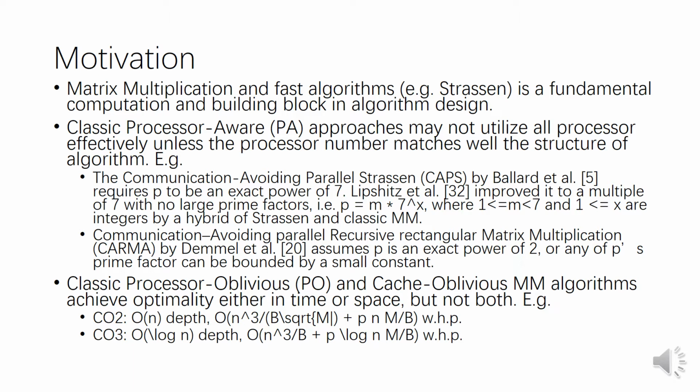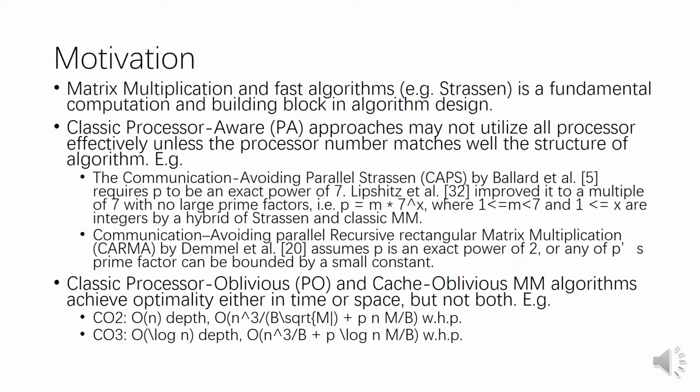Lipshitz et al. improved it to a multiple of 7 with no large prime factors, that is, P equals m times 7 to the power of x, where m is between 1 and 7, and x is some integer greater than or equal to 1, by a hybrid of Strassen and classical matrix multiplications. On the other hand, the communication-avoiding parallel recursive rectangular matrix multiplication, the CARMA algorithm by Demmel et al., assumes P is an exact power of 2, or that any of P's prime factors can be bounded by a small constant. So basically, the efficiency of the process-aware approach is constrained by the number of processes and the algorithm structure.